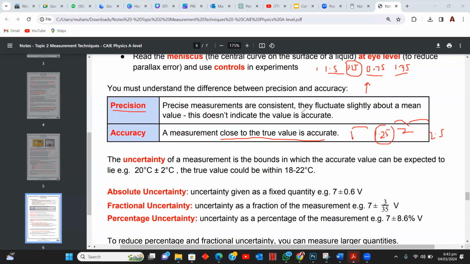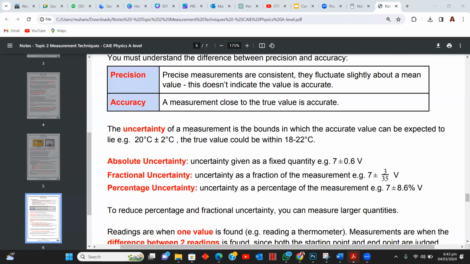And precision is when the measurements are just consistent and they may not be close to the true value. That is not important, but they're consistent. Now, because of all these things, uncertainty comes in. Uncertainty of a measurement is basically because of these errors.